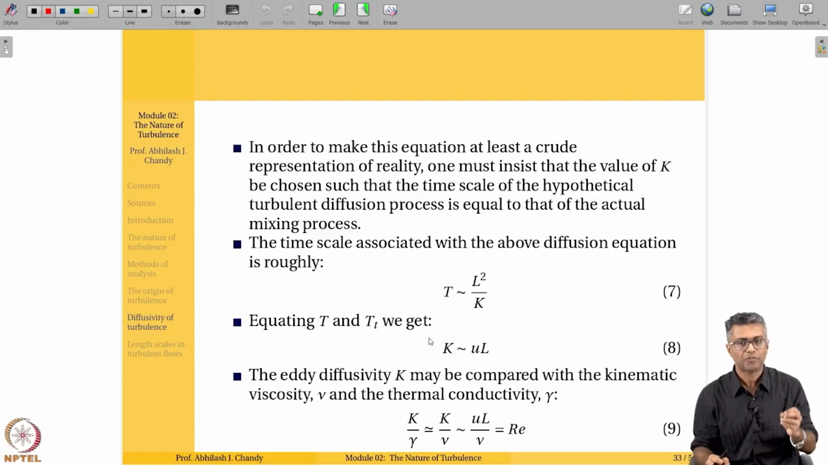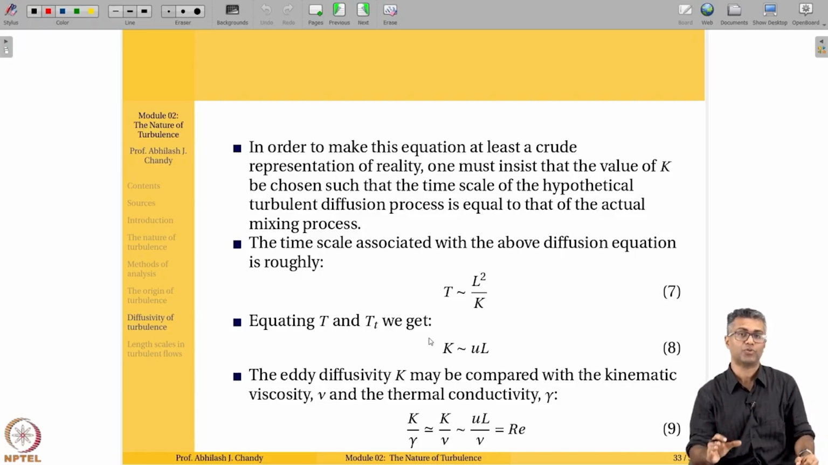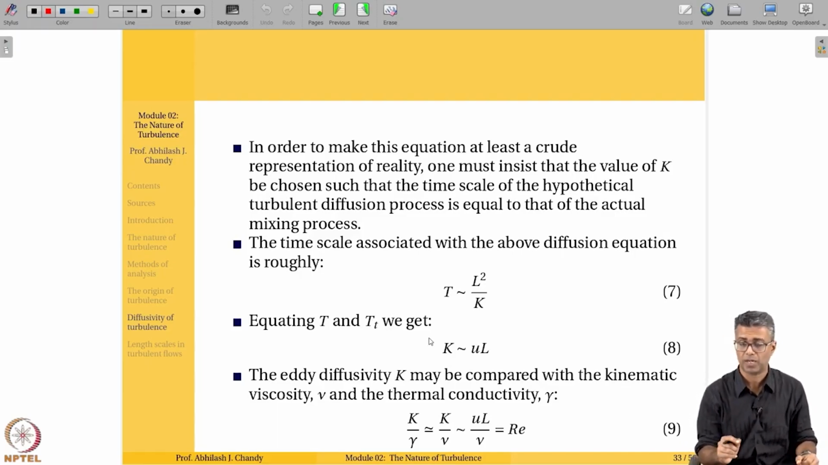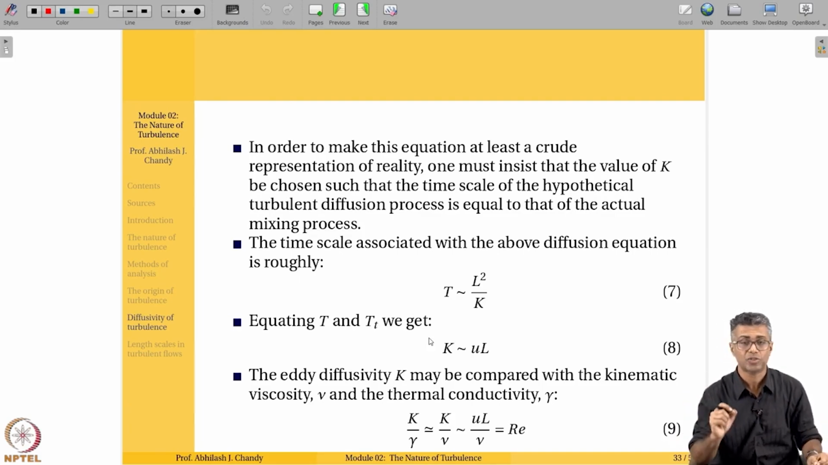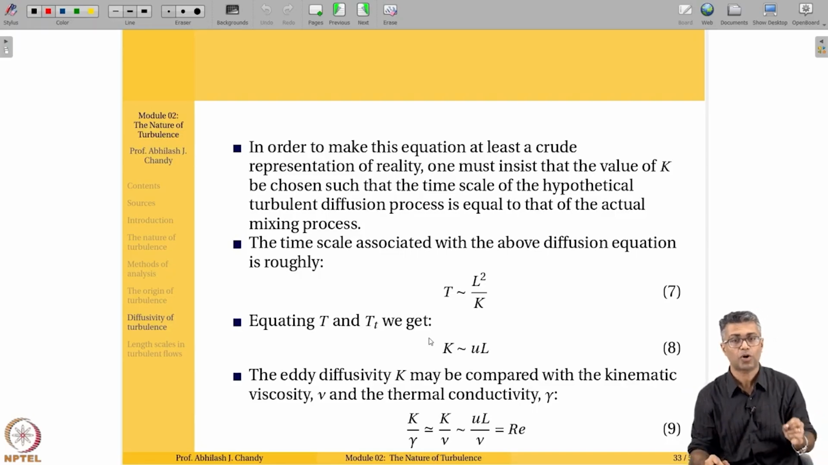Okay? So you have to choose the value of K such that the time scale of this hypothetical turbulent diffusion process. Why do I call it hypothetical turbulent diffusion? Because it is actually not diffusion in the true sense of the word. Molecular diffusion is diffusion. Mathematically, it's a second derivative term. That is not what is happening here, but we are representing it like that. So that is why we are calling it hypothetical turbulent diffusion process.